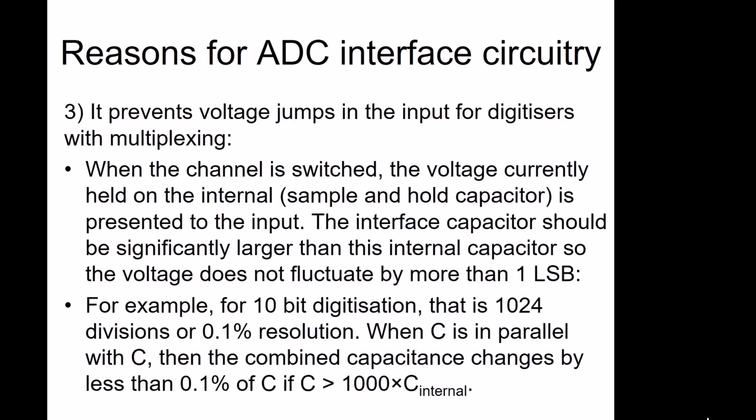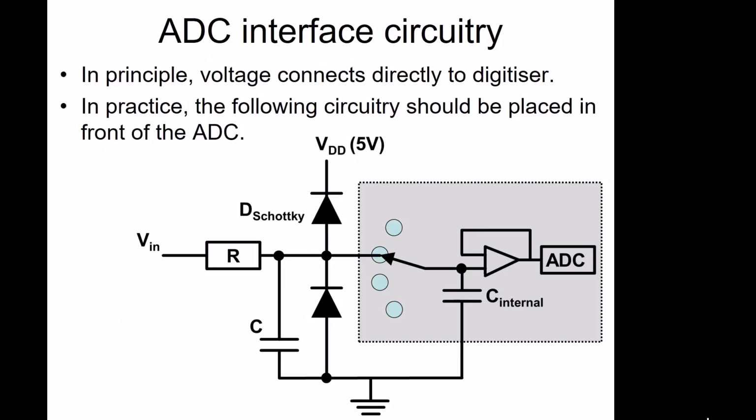The last point is if you're multiplexing in your digitizer. The trouble with multiplexing is you're switching channels here. You might have switched from this channel onto this one. When you switched onto this channel, the sample and hold circuit here will hold that voltage. And if this capacitor is relatively large, then when you switch to the new voltage, there might be enough charge on that to actually influence the voltage reading you have coming in.